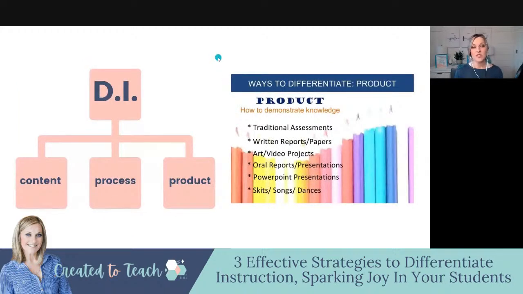Okay. So there's some other examples of some products. So it could be a traditional assessment, written reports, written papers, video projects, oral reports, PowerPoint, skits, dances, whatever it is. It doesn't always have to be a writing piece. But again, it's the same idea. Everybody hears the lesson, you give them background knowledge, you give them all the things that you would as you present, okay, keeping everyone's interest in mind overall. And then the process of how they get there is everything. That's the part that really needs to be differentiated. And then they will all end up with a product.